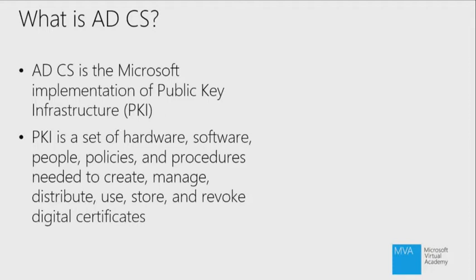Active Directory Certificate Services is the Microsoft implementation of public key infrastructure. And I felt like putting the definition of that on here because I didn't want to just leave it at that. PKI is a set of hardware, software, people, policies, and procedures needed to create, manage, distribute, use, store, and revoke digital certificates. I like that mouthful of information. We're actually going to go into great detail about all of those things in the specific module related to Active Directory Certificate Services.